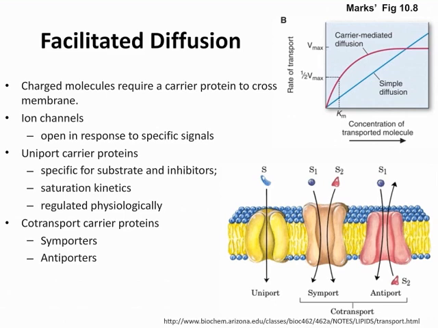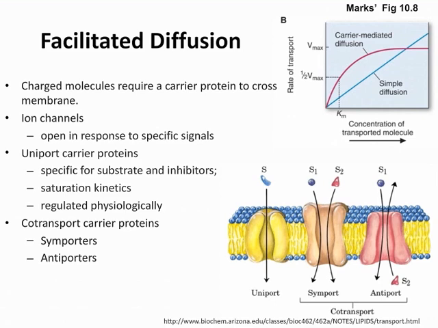You have transport proteins called uniport carrier proteins, which is shown in the very bottom right picture. So uniport means that one molecule goes in one direction straight through. Specific for substrate and inhibitors, it follows saturation kinetics. So that's shown in the top right. And then it is regulated.